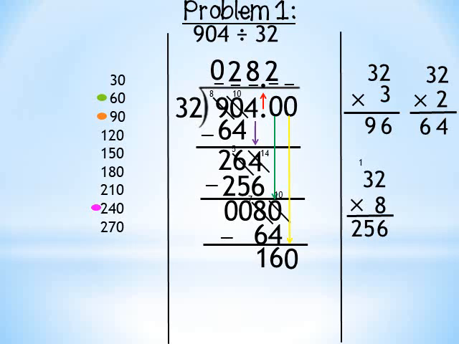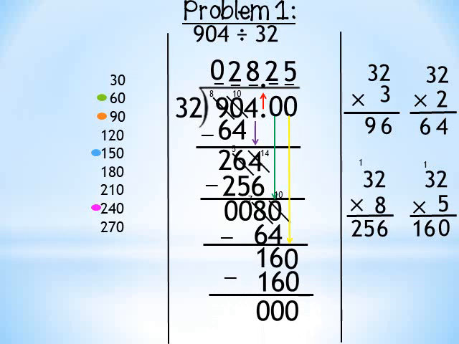Now, when you look to the left-hand side, you're going to look for a number that's close to 160. I notice 150 is close to 160, so I'm going to try that. I'll do 32 times 5. That's perfect. 32 times 5 equals 160, and that's what I wanted. So 5 up, 160 down, subtract them, and I get 0. So my final answer is 28.25, or 28 and 25 hundredths.